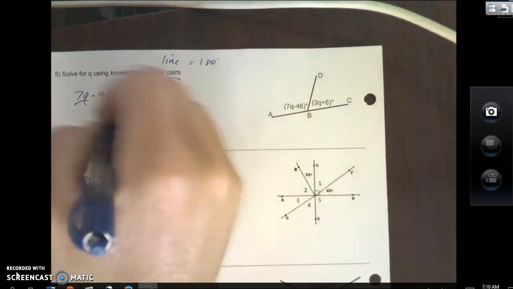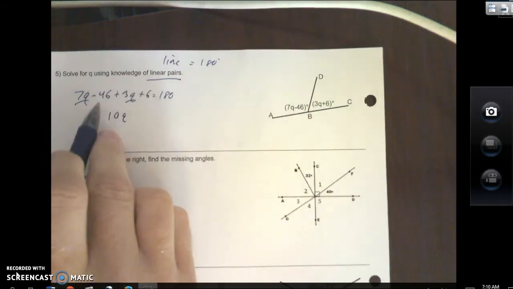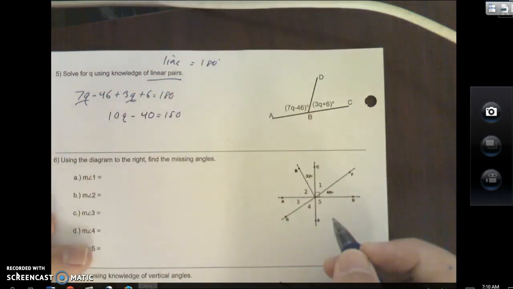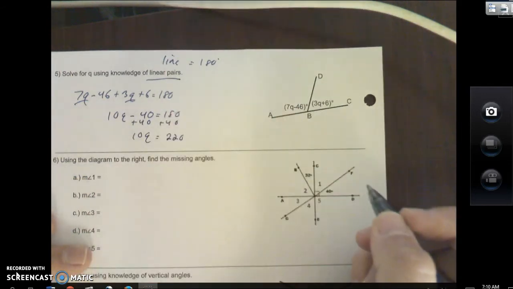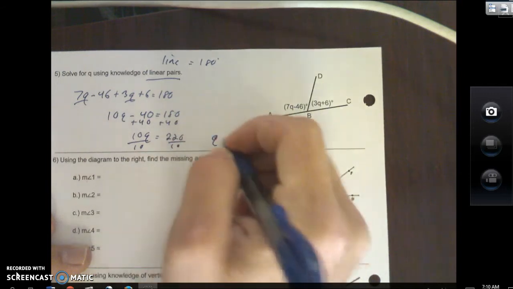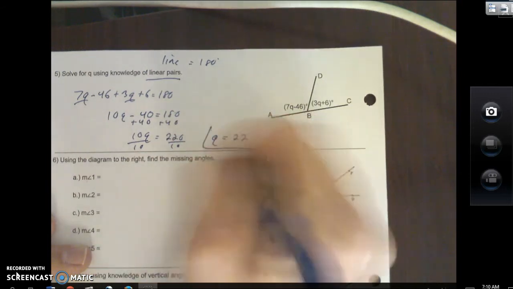Okay, so then I want to combine like terms. 7Q and 3Q gives me 10Q. Negative 46 plus 6, same side, so just combine them together. Okay, I can add 40 over. 10Q equals 220. Divide by 10. Q equals 22.